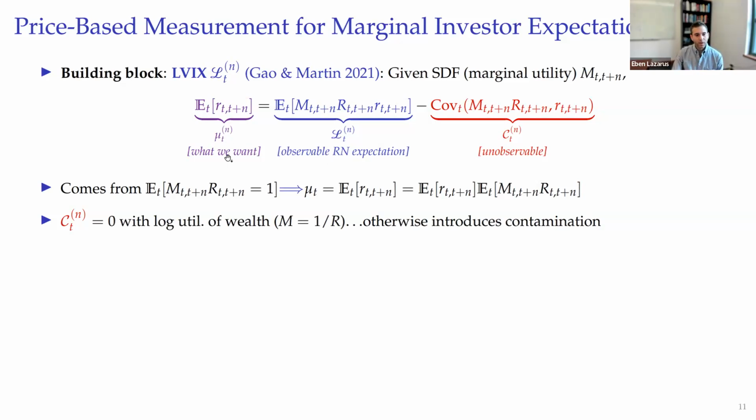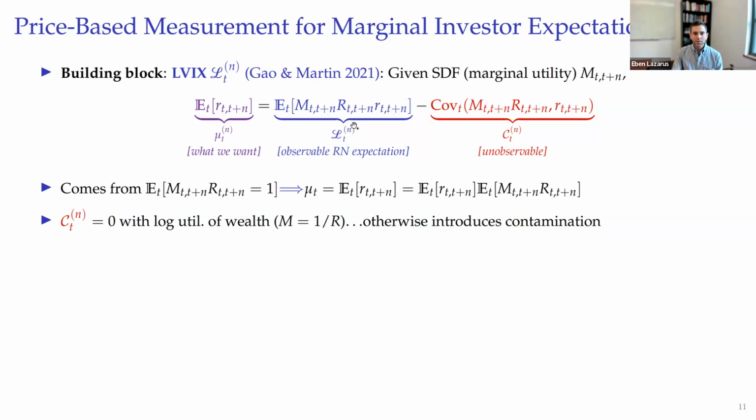Okay, so as a reminder, what we're interested in is measuring under the physical measure the expected log return on the market over the coming N periods. And we want to be able to vary that N so that we can difference and get a forward return expectation.